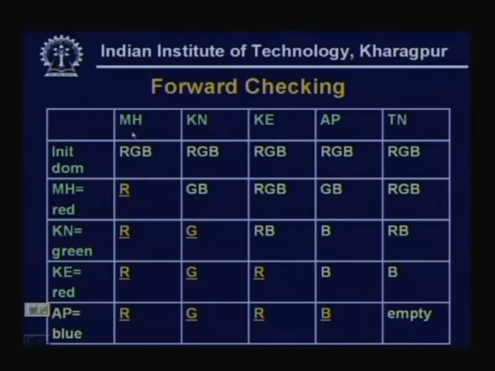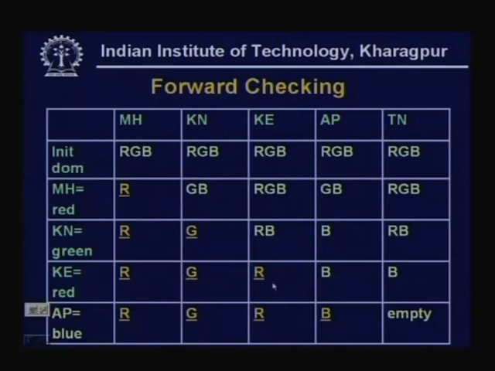Initially, we have 5 variables: mh, kn, ke, ep and tn. Each of these variables can take each of the 3 values red, green and blue. When we set mh equal to red, kn and ap are neighbors of mh, so they can be either G or B, the others can be RGB. If we pick now kn equal to green, then ap, which is a neighbor, cannot be green, so it can only be blue. Ke and tn can be either RB or RB, they are also neighbors of kn.